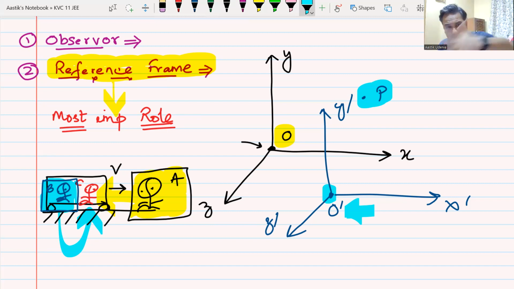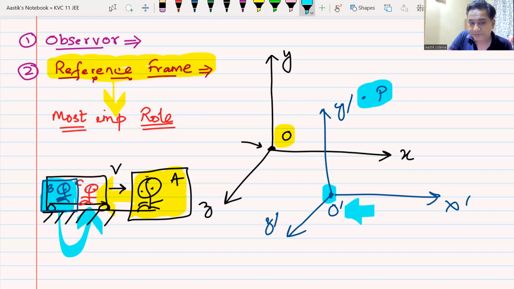Why is there a change of perception? Why is one seeing C moving and the other gentleman sees that C is at rest? Why is that change? It is the same motion of C. The reason is the reference frame. It is because of the change in the reference frame. If you change your reference frame, things may start to look different. It is similar to what we have studied in the previous chapter.